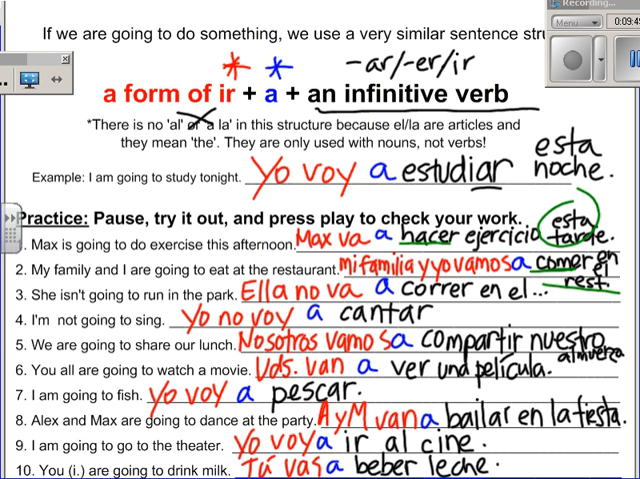We see that the infinitive, though, is this word comer. She isn't going to run in the park. Ella no va a correr en el parque. En is used for the word in or on. It is used for at as well.